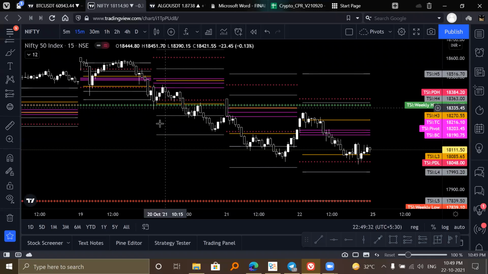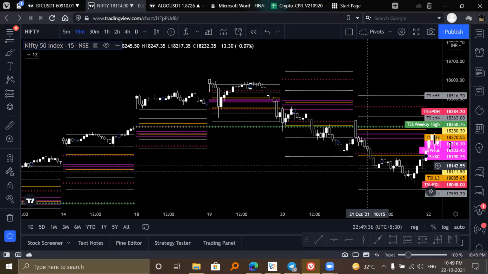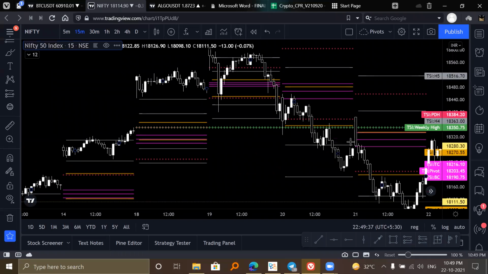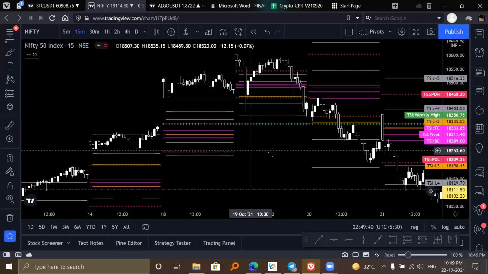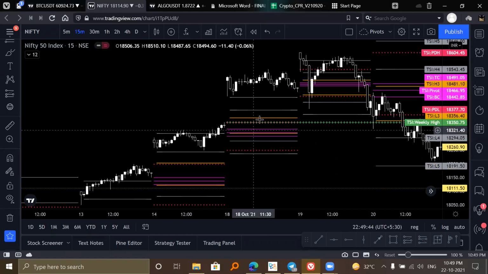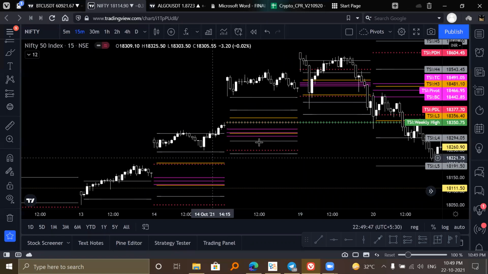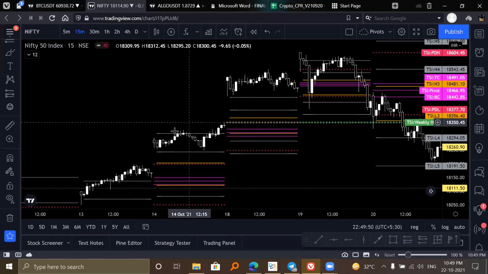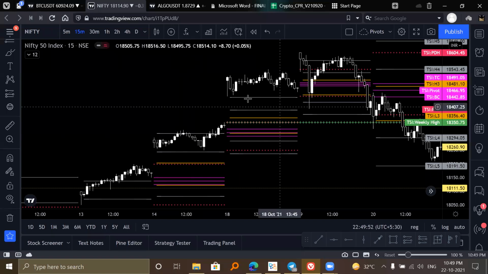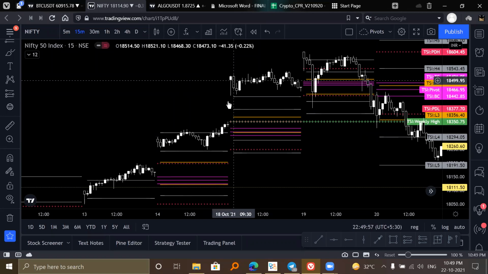Yeah, so you can see that we got a very good example here. These are the daily pivots of 18th October. These pivots are formed from yesterday's data, and after the formation, price opened gap up and price did not reach here.